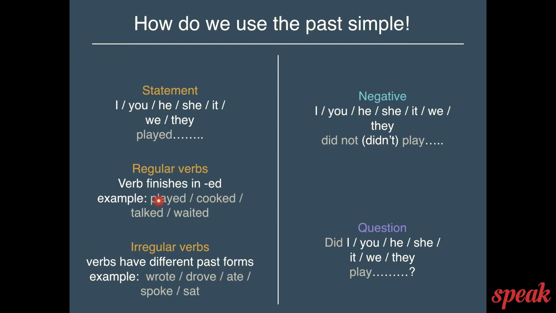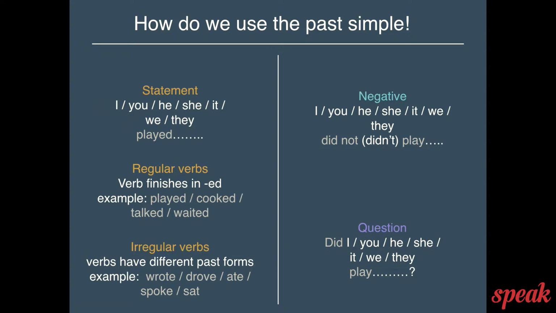So, for example, play in the past simple is played. Cook, cooked. Talk, talked. Wait, waited. This never changes, so there's no exception with that. It's always ed. It's I played, you played, he played, she played, it played, we played, they played. That's it. It never changes. The regular verbs are the easy verbs to learn in the past simple because it's always the same. It's always ed and it never changes.